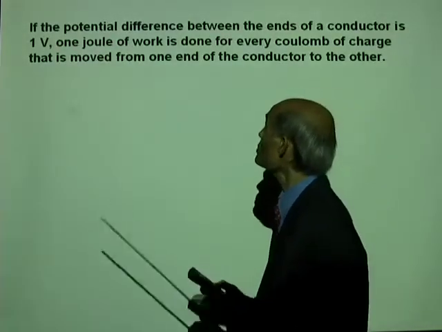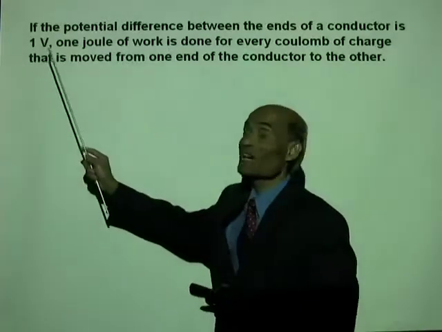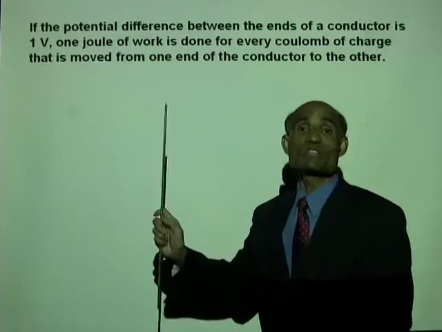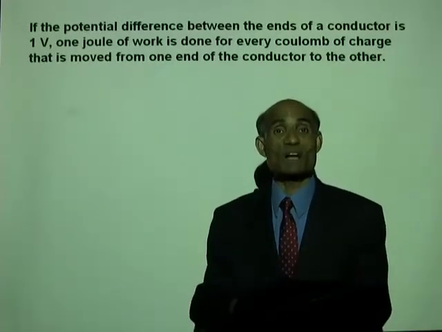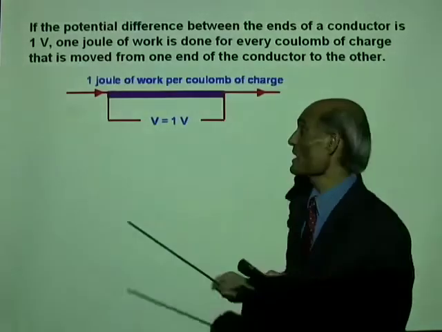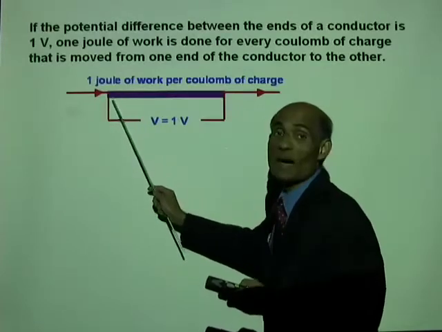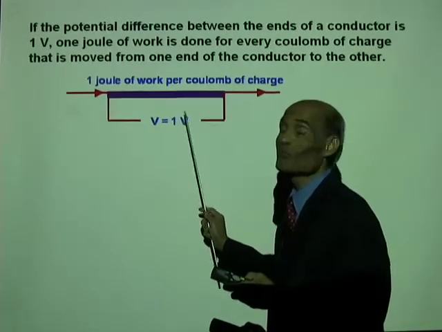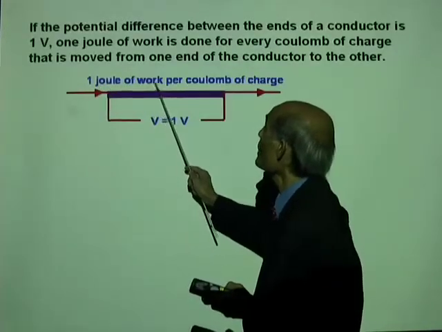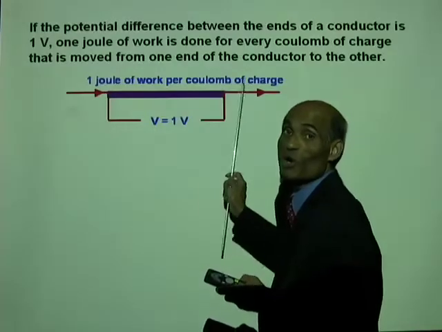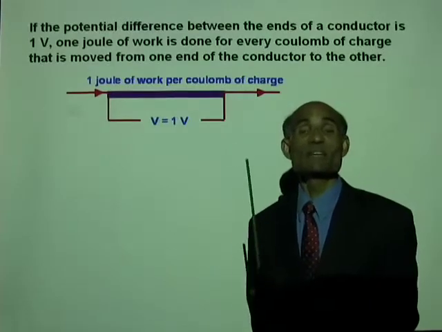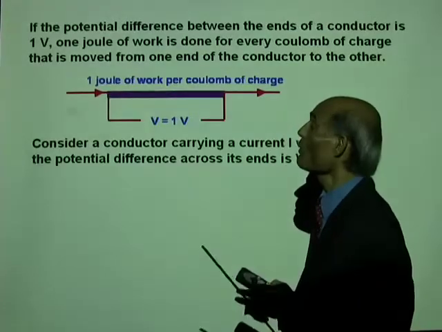Okay, if the potential difference between the ends of a conductor is 1 volt, it means 1 joule of work is done for every coulomb of charge that is moved from one end of the conductor to the other. Now here I have a conductor that has a potential difference of 1 volt between its ends. It means 1 joule of work is done for every coulomb of charge that is moved from one point to the other. That is the meaning that the potential difference is 1 volt.